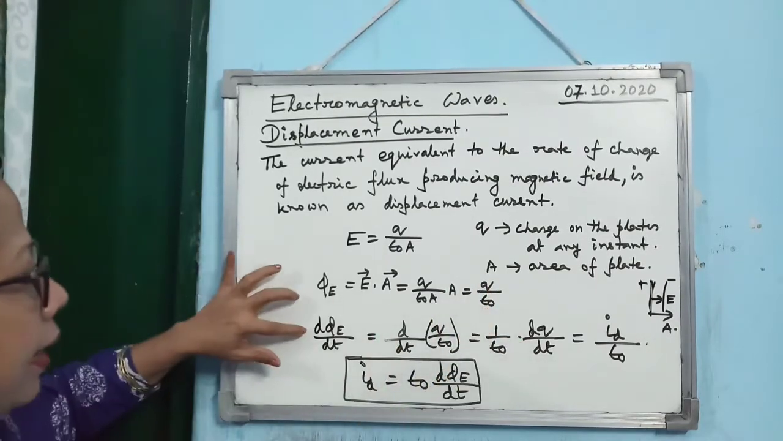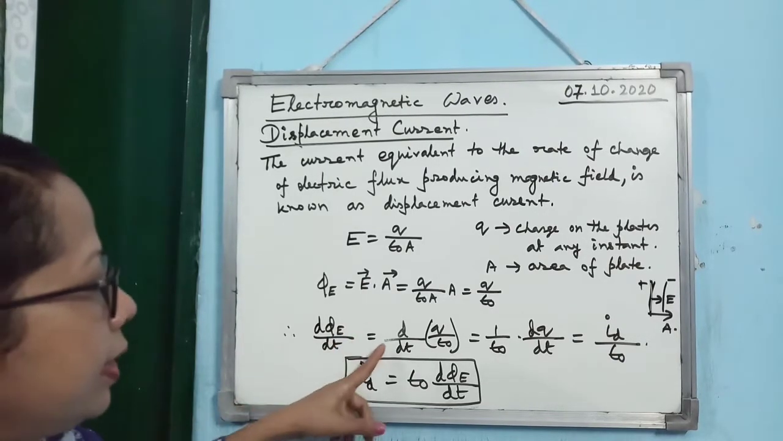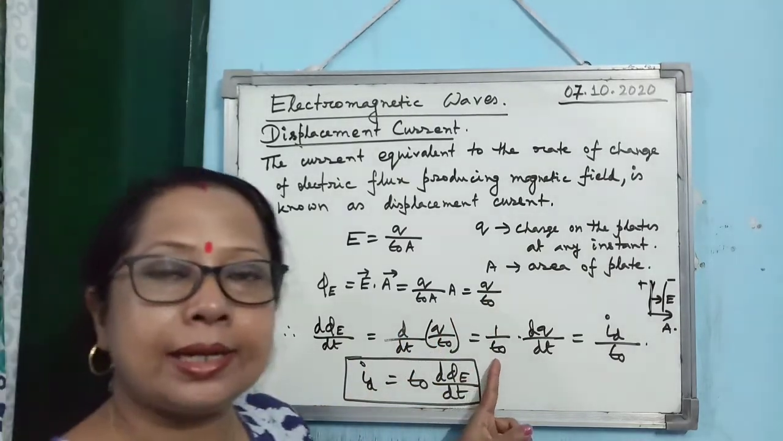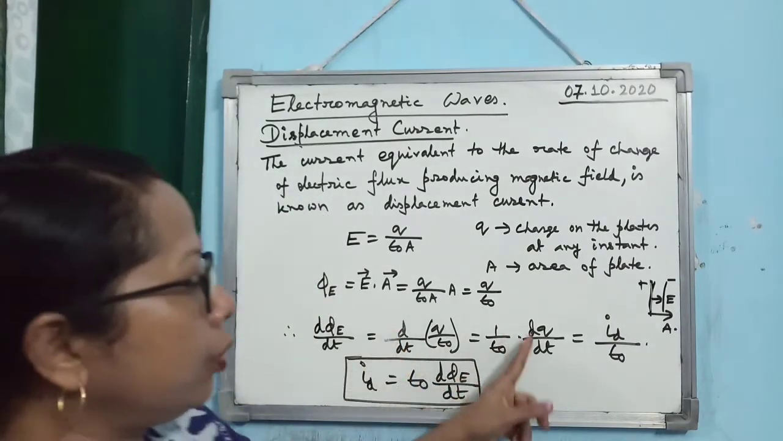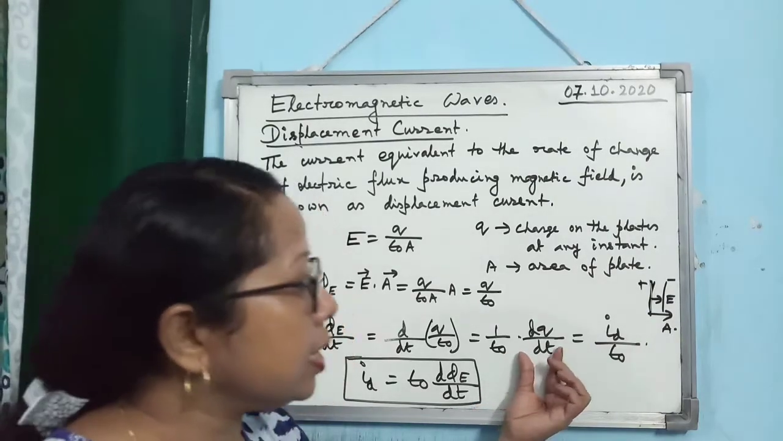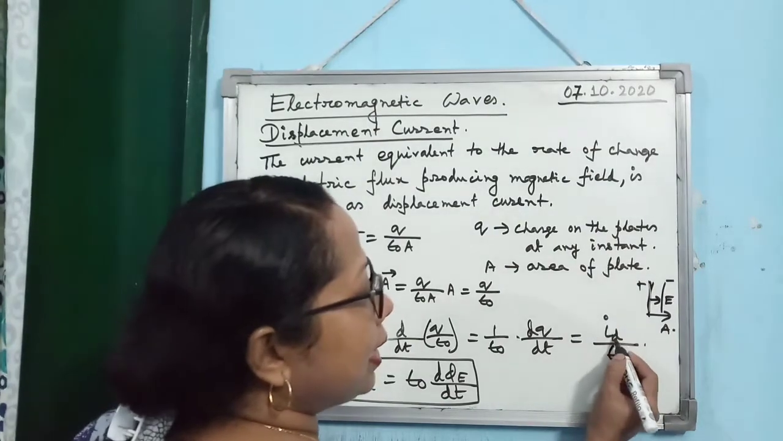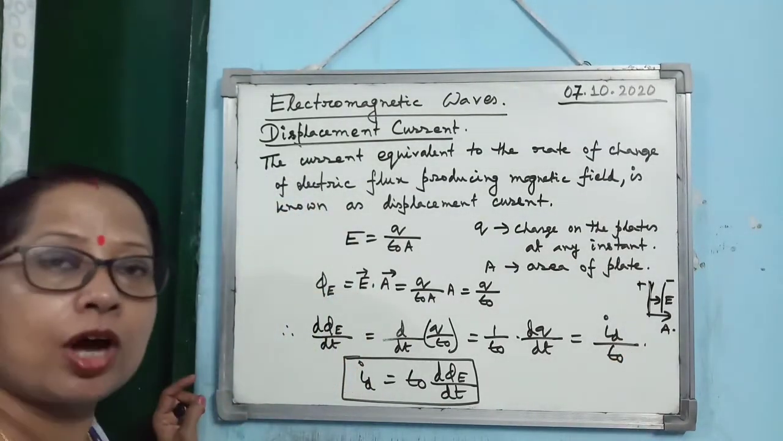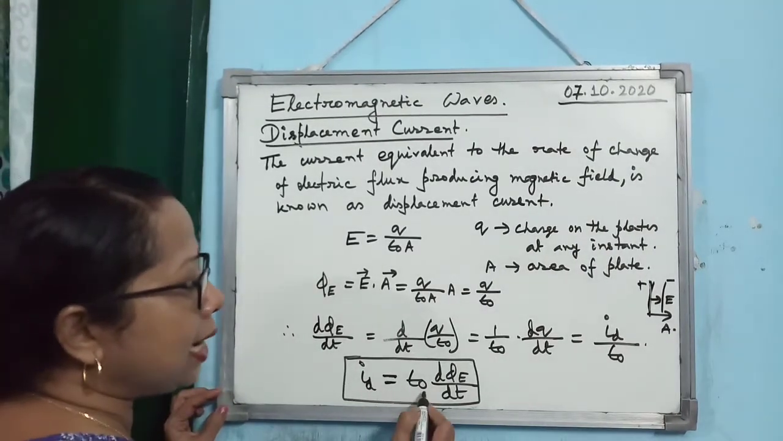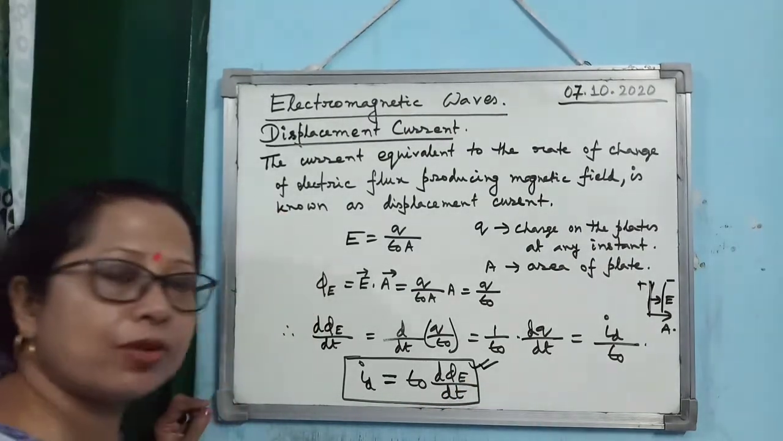Now, if you take the rate of change of electric flux, d phi E by dt, how much will it be? d by dt of Q by epsilon naught. Now 1 by epsilon naught you can take outside the derivative, so it becomes dq by dt, and dq by dt represents what? Nothing but the current. Now this dq by dt is known as the displacement current. Remember, I is the current, d is the subscript, d stands for displacement. So displacement current is given by epsilon naught d phi E by dt. Very, very important concept in physics.